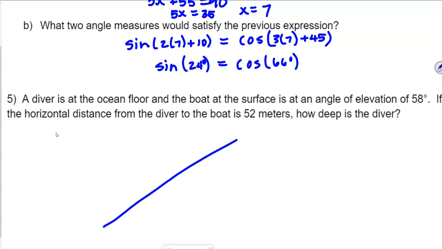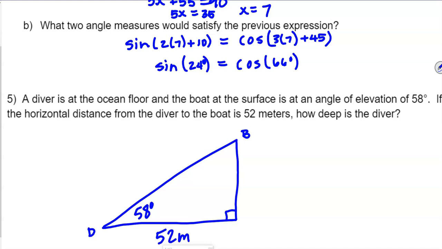The next one says a diver's at the ocean floor and a boat is at the surface. So we got the diver down here. We got a boat up here, right? The angle of elevation is 58 degrees. So this is 58 degrees. We're looking up. That's elevation, right? And then we're going to draw a right angle here. If the horizontal distance from the diver to the boat is 52 meters, so that means this right here is 52 meters, how deep is the diver? So it's asking us to find that, isn't it? Because the surface of the water is up here, right?